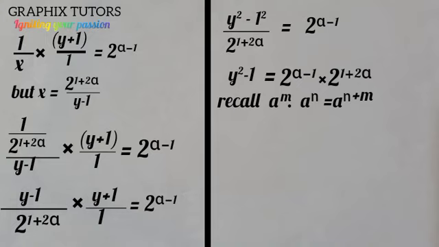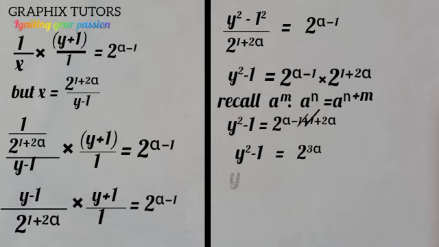So we now have y squared minus 1 is equals to 2 raised to the power a minus 1 plus 1 plus 2a. So I've added the power of these values up there. Now, in doing that, minus 1 here will cancel plus 1 here, remaining a and 2a. And a plus 2a will give us what? 3a. So I'll be having y squared minus 1 is equal to 2 to the power of what? 3a. Now we know 2 to the power of 3 is 8.